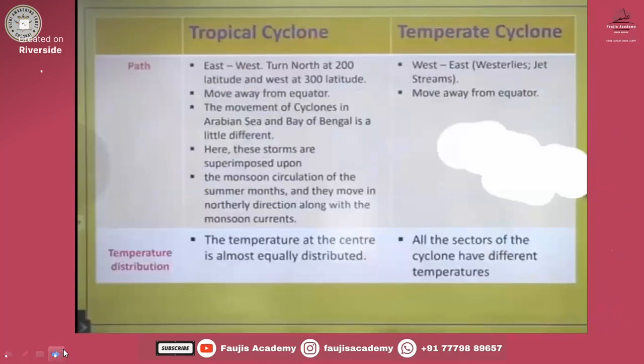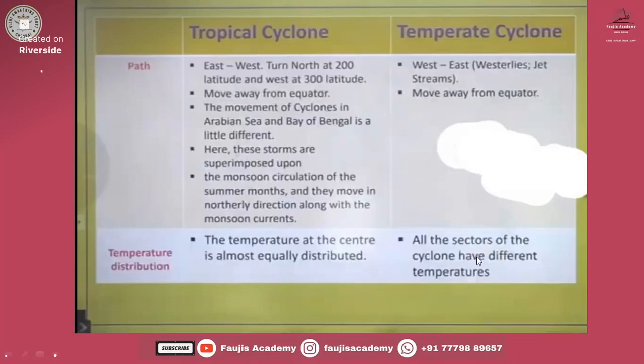Then paths: the tropical cyclone moves east to west, whereas the temperate cyclone moves west to east. In this we have the westerlies and jet stream, and if the jet stream comes, the tropical cyclone will die. Then temperature distribution, that is equally distributed. That means in the sea area, the ocean parts, you all know that at the particular part with the maximum incoming solar radiation, a case of low pressure will be there, and all the surrounding parts will have equally distributed temperatures.